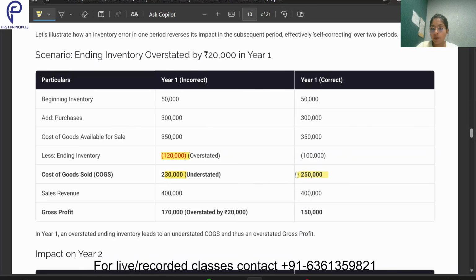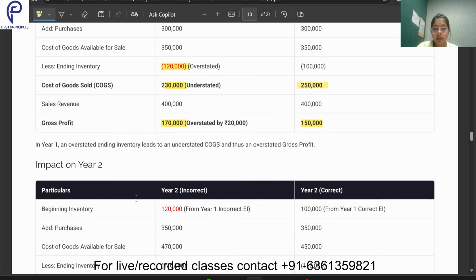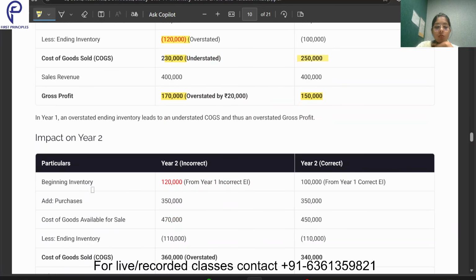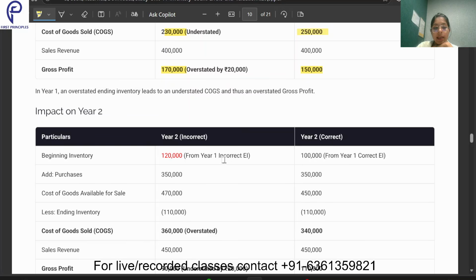This should be my actual cost of goods sold, and because of that my gross profit is overstated. It should be 1,50,000, but it is 1,70,000. Now the ending inventory this year will become the beginning inventory next year, right? So in year 2 I have the beginning inventory of 1,20,000, whereas the correct figure should be 1 lakh. So again this is still overstated.